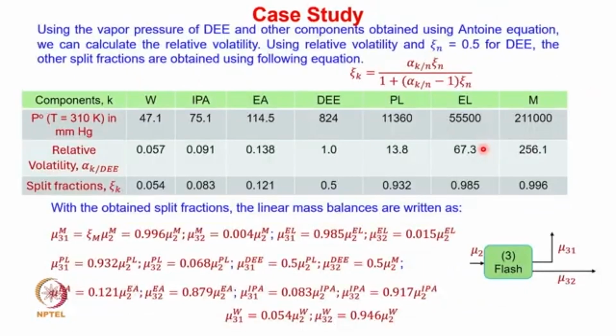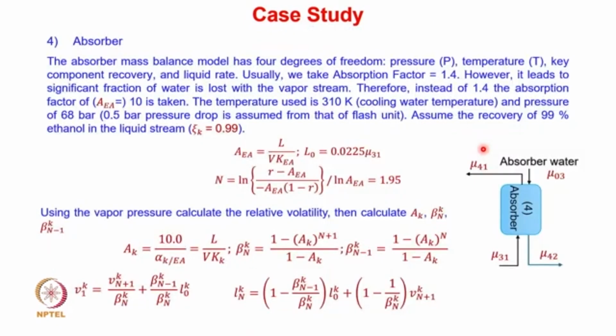So in this case you can see that for the absorption calculation we can calculate the number of stages required, which comes out to be 1.95, and with this n, once we have obtained the n, then we can calculate the absorption factor for all other components. So absorption factor for all other components we can obtain by using this equation. So AK is nothing but the absorption factor for the kth component. Since in this case we are using the absorption factor of the key component as 10, instead of 1.4 it is 10 now, 10 divided by alpha KEA.